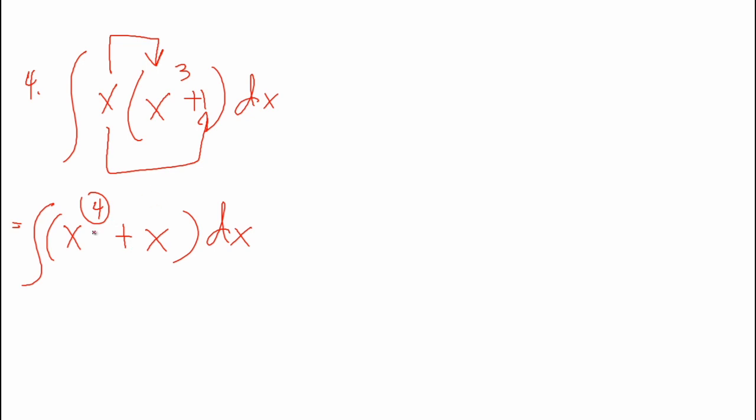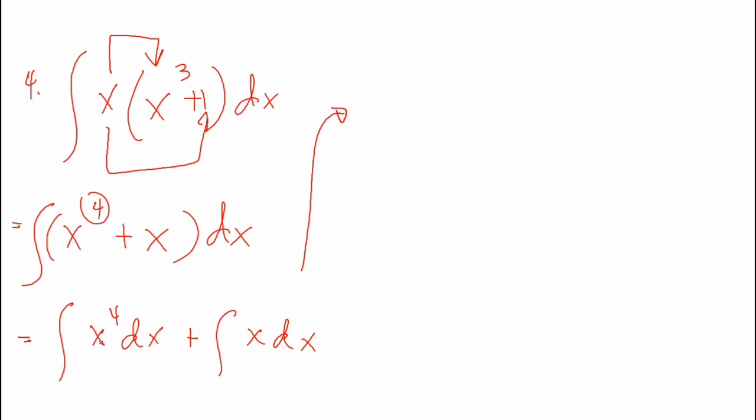Okay, so now we can integrate our function directly because as you can see, it is addition. So we can separate each function. We can have the integral of x to the 4th dx plus the integral of x dx. So the integral of x to the 4th is x raised to 4 plus 1 over 4 plus 1, plus the integral of x, which is of course x raised to 1 plus 1 over 1 plus 1.